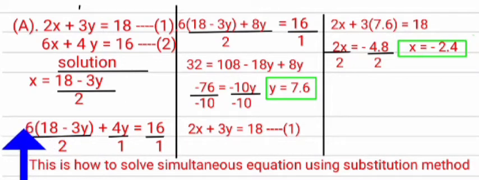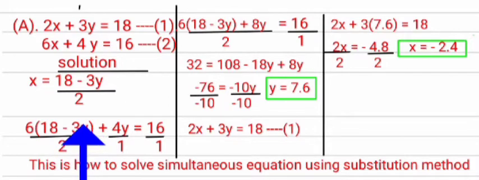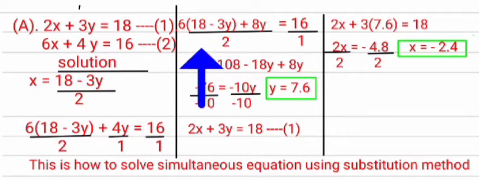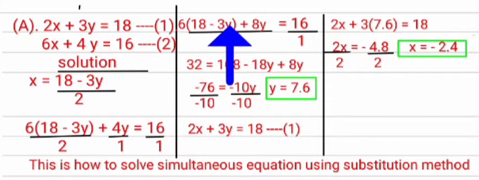In case you don't know how to multiply fractions, it is very simple. All you need to know is that numerator multiplies numerator, and the numerator is what is above, while the denominator is what is below. So numerator multiplies numerator and denominator multiplies denominator. So we're going to have 6 times 18 plus 6 times negative 3y. And then after we do that, we're going to have something like this, which is going to give us 6 times 18 minus 3y close bracket.